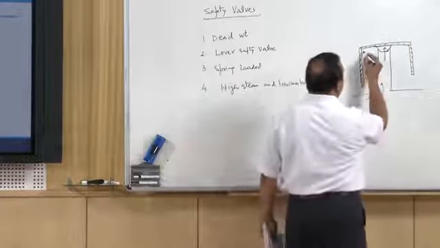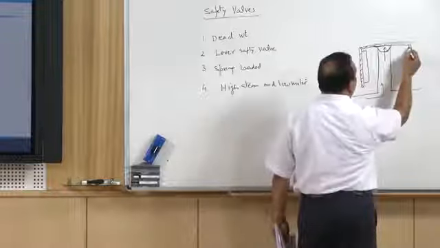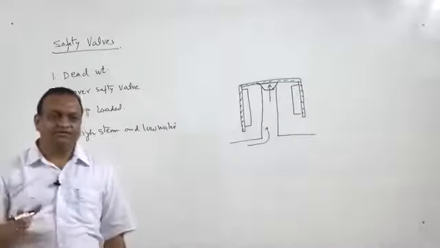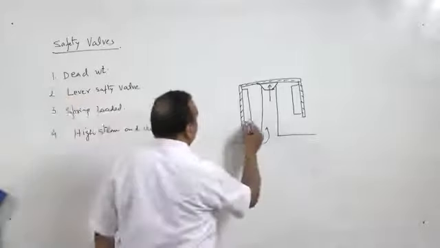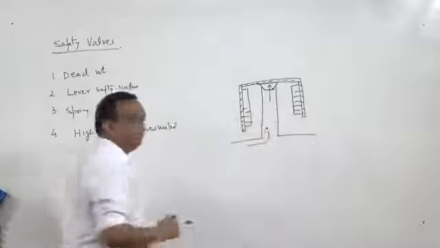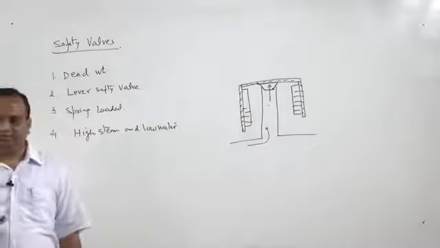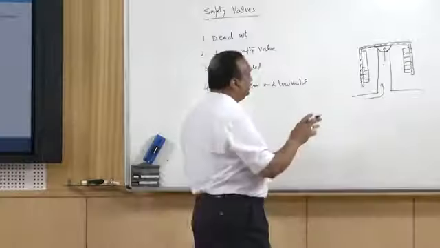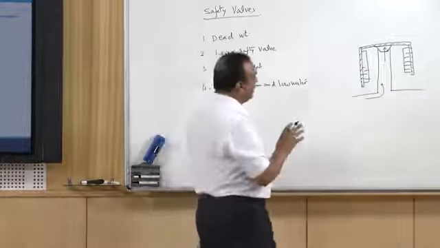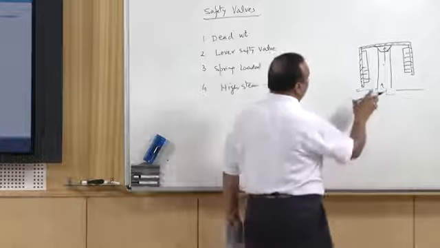There is a provision for putting weights, because you may like to vent steam at different pressures for different applications. So, you can keep on adding the weights, and the operating pressure for this safety valve will keep on changing. It is very simple in construction, and very convenient to operate.